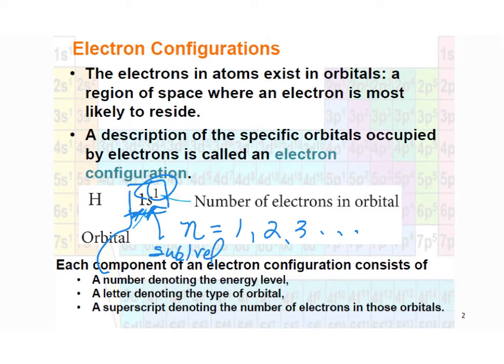That's the L, angular momentum quantum number, tells us the sublevel within the energy level. And the exponent in electron configuration represents the number of electrons that are in that particular sublevel.